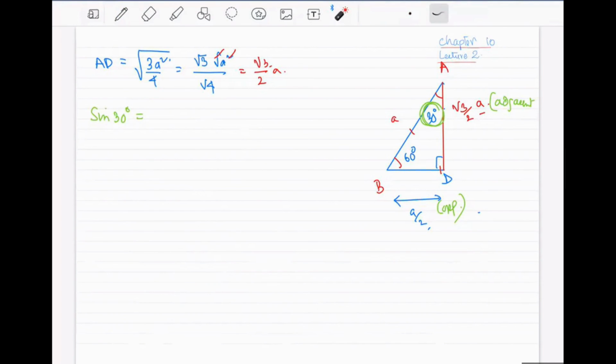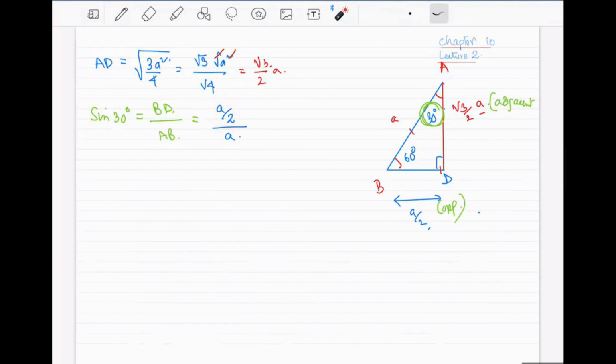Sine 30, remember the formula is opposite by hypotenuse. What is opposite here? Opposite is BD. Hypotenuse is AB. Hypotenuse is the one that is opposite to 90°, right? So BD is how much? BD is A by 2. Better write with 2. By. What about AB? How long is AB? AB is A. You can cancel.